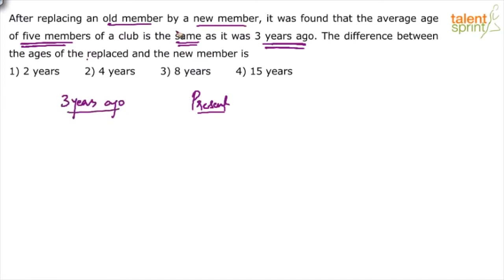Now understand, let's say this is the present group and this was 3 years ago. Okay, it is very simple. You don't have to put pen and paper for this, right? Within no time, a smart person will mark option 4, 15 years as the answer. I'm just explaining you the reasoning behind that.